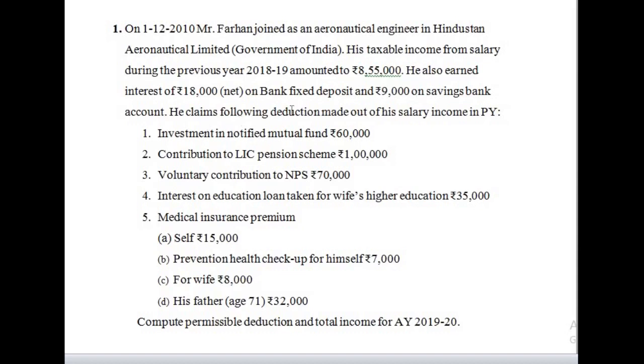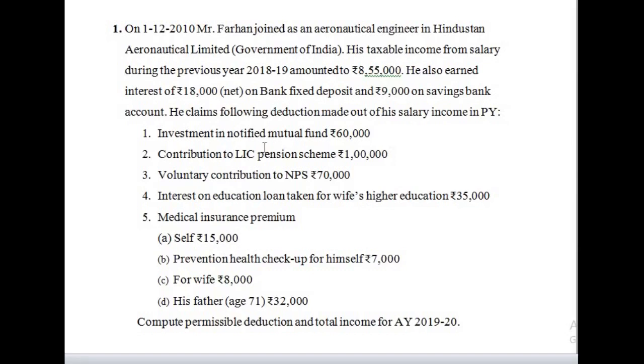So next, he claims the following deductions made out of his salary income in the previous year. So he had done various investments, expenditures and various insurance. So in the previous year he claims deductions. Those are investment in notified mutual fund rupees 60,000. So first we need to categorize which of these deductions come under which categories. So first, investment in notified mutual fund rupees 60,000. It is deductible under section 80C.